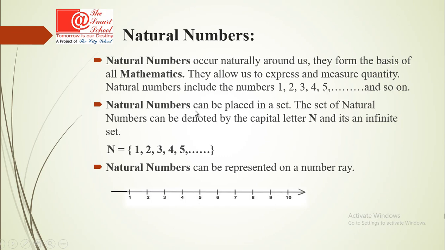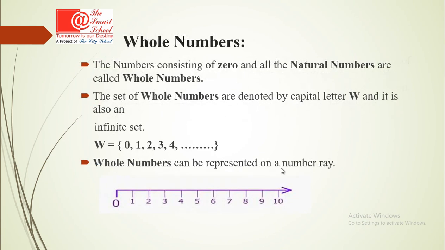The natural numbers can be placed in a set. The set of natural numbers can be denoted by the capital letter N, and it's an infinite set, as you learned in the previous lesson. So set N equals 1, 2, 3, 4, 5, and infinite means never ending. And we can express natural numbers on a number line or number array. It starts with 1, and this arrow shows that it never ends. It continues.